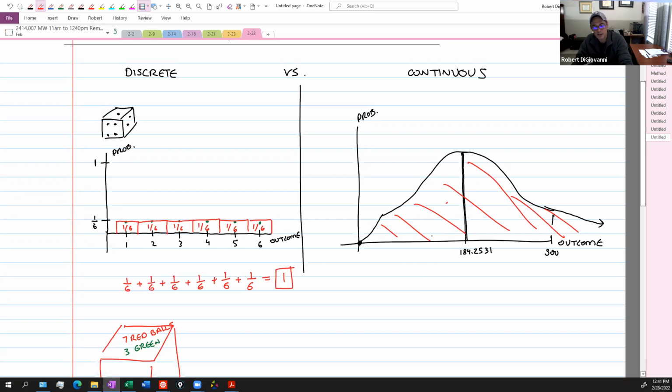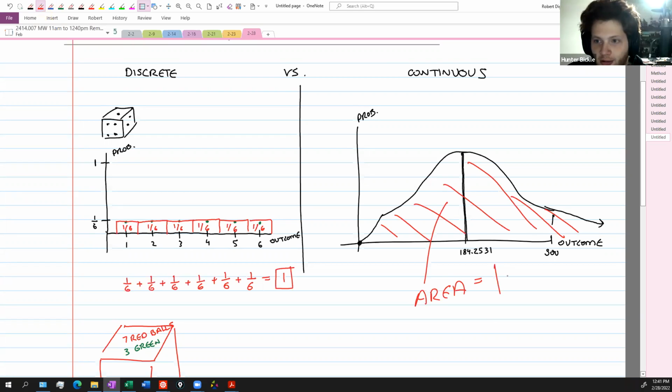But here's what I can tell you. That area must be what? 1. All probability density functions for continuous random variables have to have an area of 1, because it's the sum of all the probabilities together.